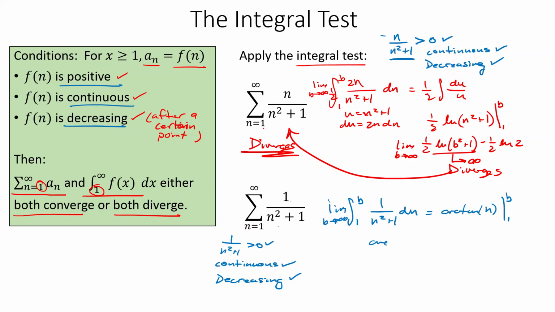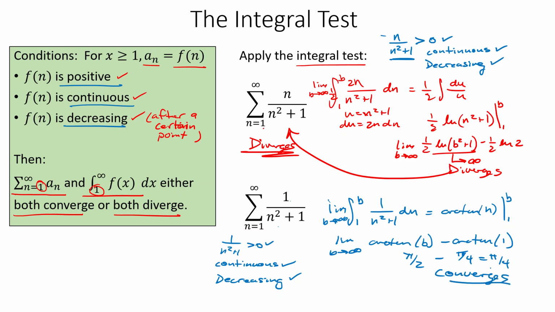So this is going to be arctan of b minus arctan of 1, and the limit as b goes to infinity. So the arctan of infinity is actually just pi over 2, and the arctan of 1 is pi over 4. So this is just pi over 4, and it converges. All right, we got an answer. So that means this guy also converges.